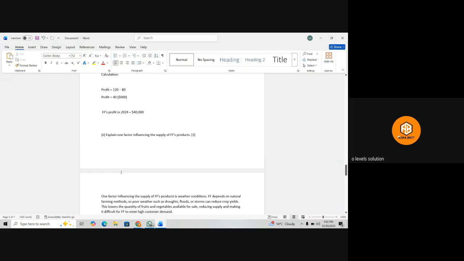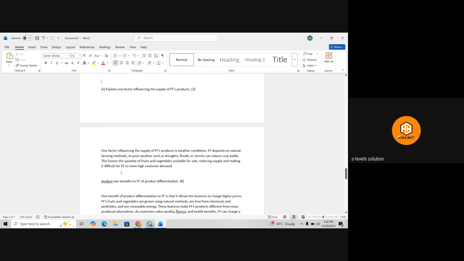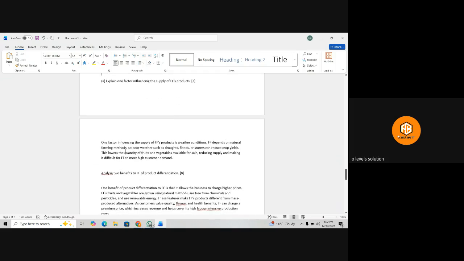Next question, explain one factor influencing the supply of FFS products. So one factor influencing the supply of FFS products is weather condition. So FFS depends on natural farming methods. So poor weather such as droughts, floods, or storms can reduce the crop yields, and this lowers the quantity of fruits and vegetables available for sale, reducing supply and making it difficult for FF to meet the high customer demand.